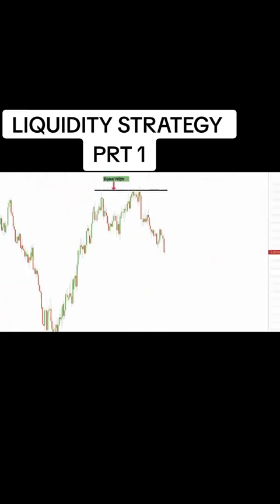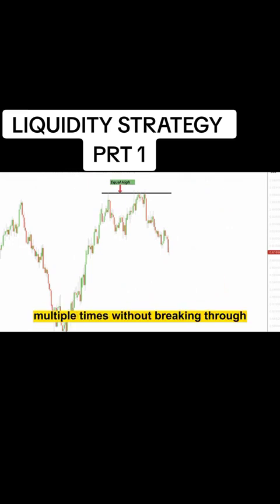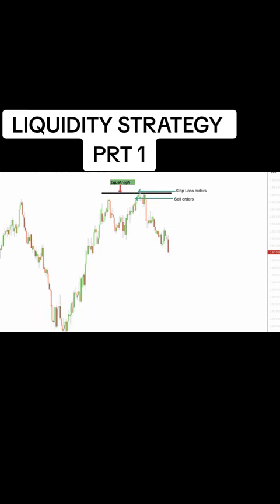Equal highs are levels where the price reaches the same peak multiple times without breaking through, creating a horizontal resistance level. Retail traders often interpret these as strong resistance levels and place sell orders just below the highs, while placing stop losses above them, expecting the price to drop after testing the highs. How smart money uses it.